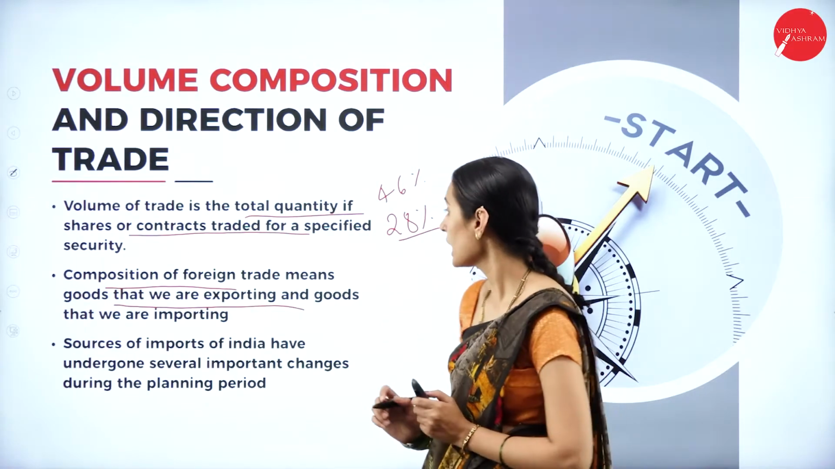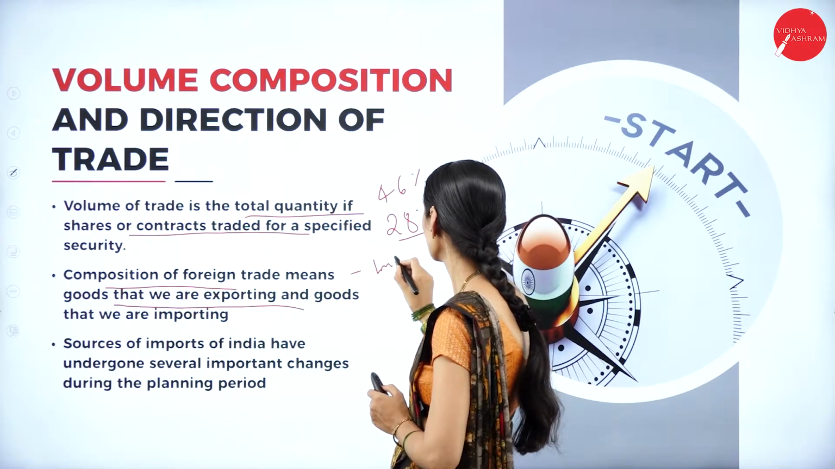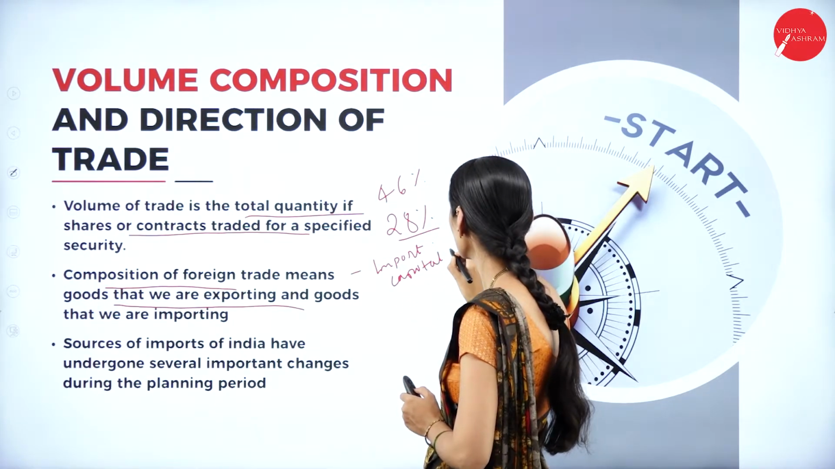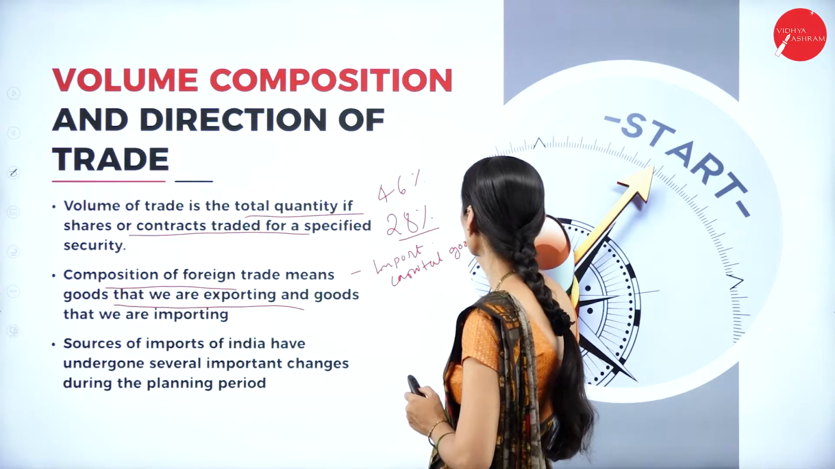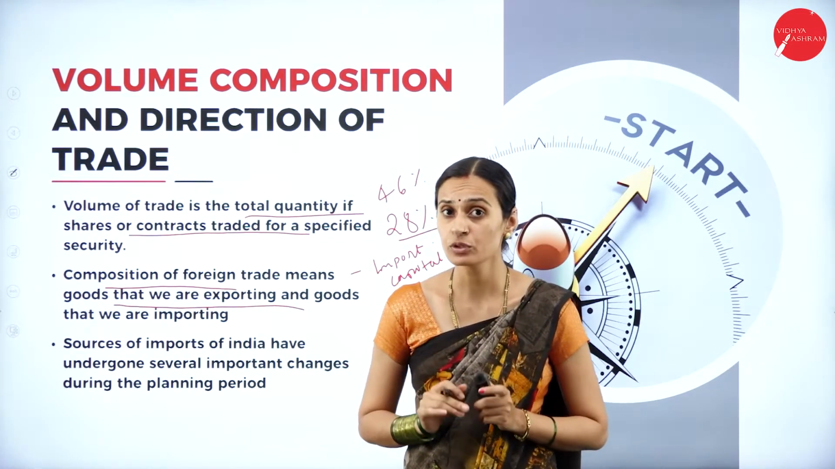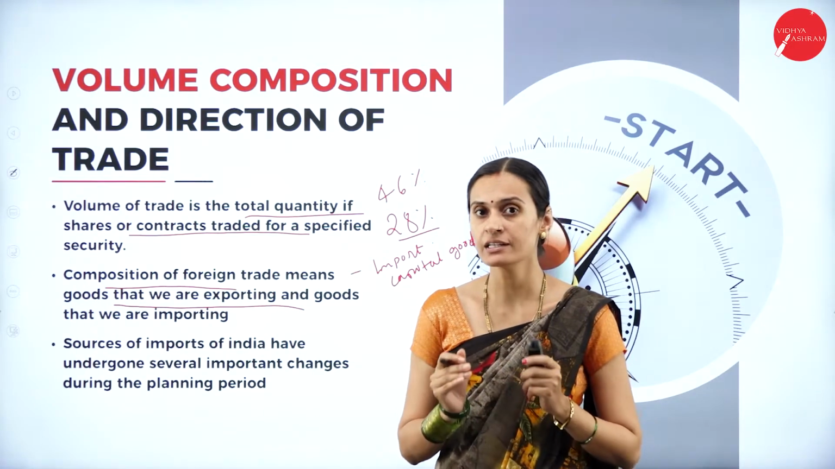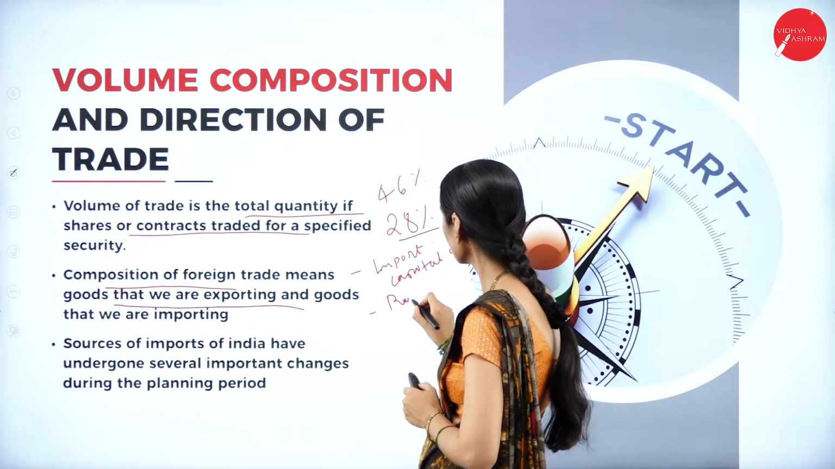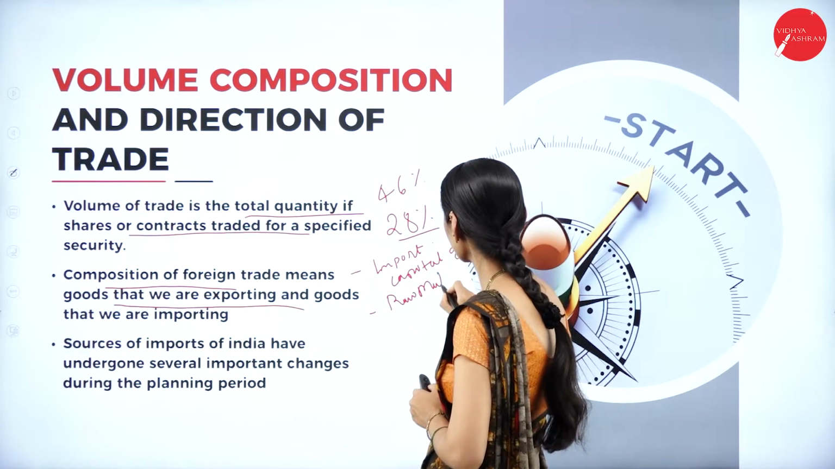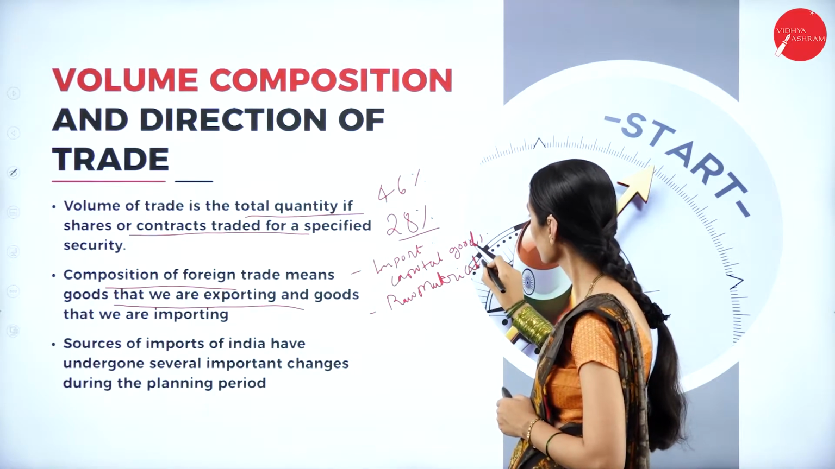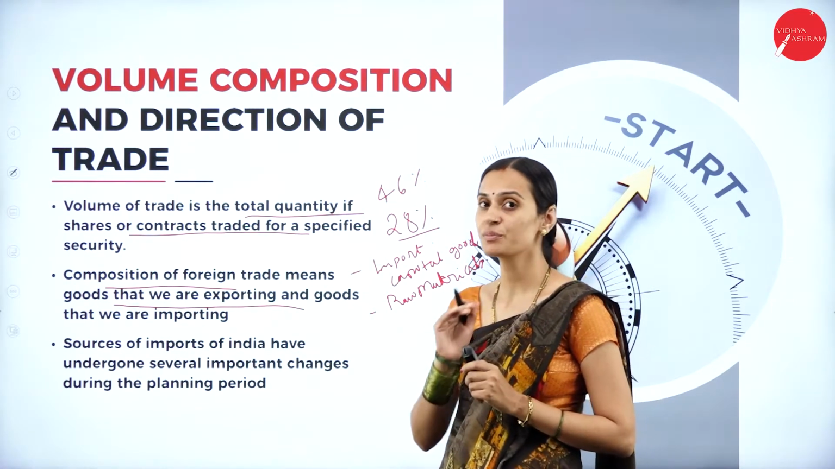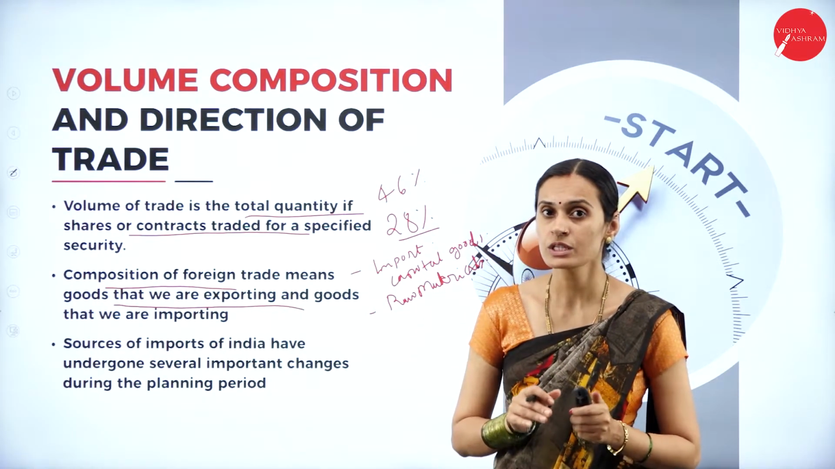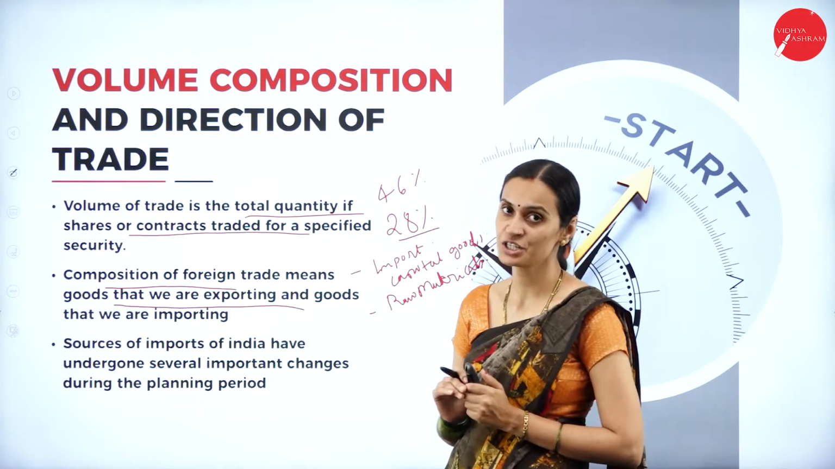Import of capital goods, which includes transport equipment, means of communication and other capital goods, and also import of raw materials and intermediate goods, which include cotton, jute, fertilizers and crude oil. So these all belong to raw materials and intermediate goods.